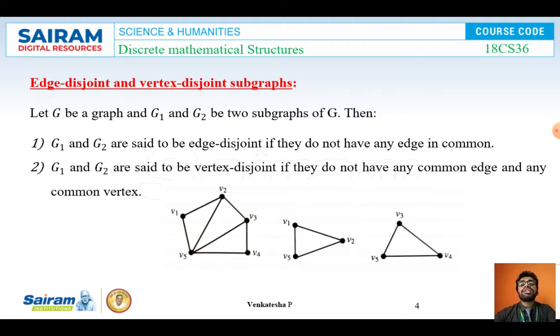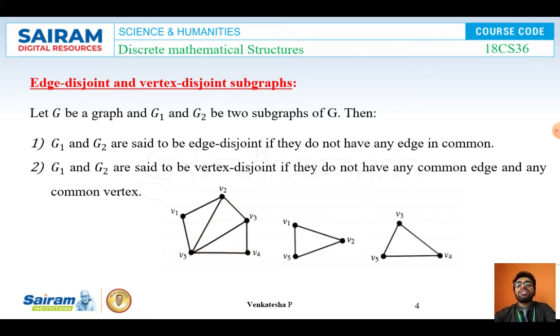Next is the edge disjoint and vertex disjoint subgraph. I'll be taking a graph G and two subgraphs of the graph G, that is G1 and G2. We can say that G1 and G2 are said to be edge disjoint if they do not have any common edge in them. G1 and G2 do not have any common edge between them, but G1 and G2 are a part of the graph G. So this kind of subgraphs will be called edge disjoint subgraphs.